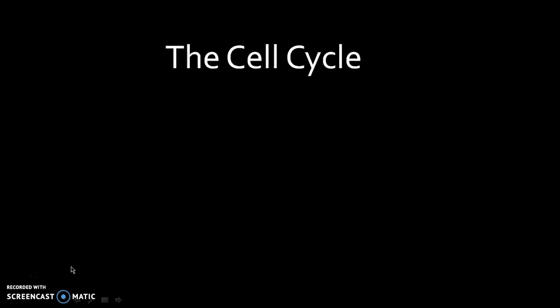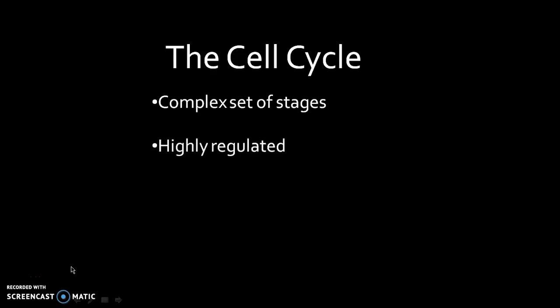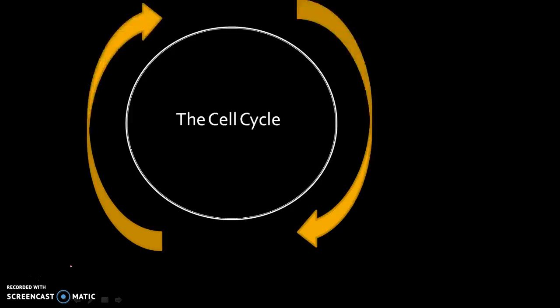Alright, hello. So, I would like to introduce the cell cycle. The cell cycle is a complex set of stages which is highly regulated. It has checkpoints which direct it and make sure it is on the right track before moving on to the next stage. Alright, so the cell cycle, like any other cycle, loops continuously.